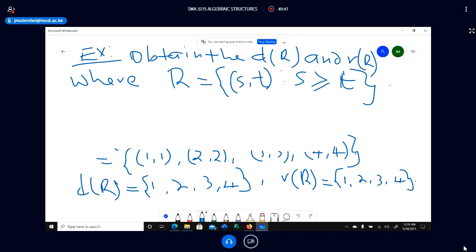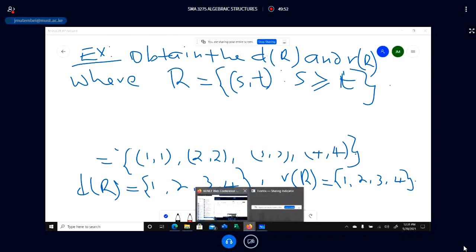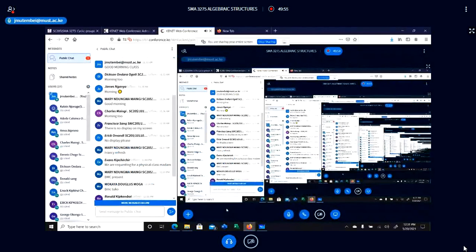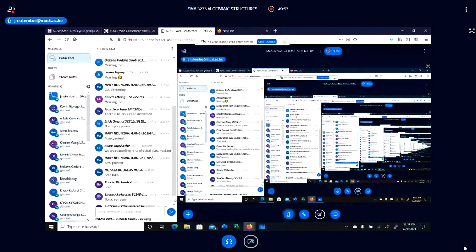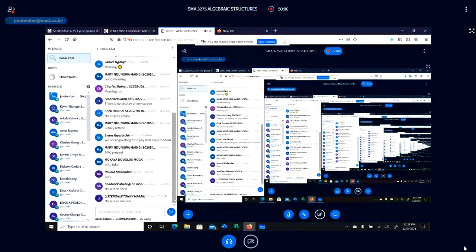Now let me check on the public chat what you are getting as the domain and the range. No screen seen. How come? I'm still sharing. So if you cannot see a screen, go to the top and refresh your screen. There is a circular arrow up there. When you click on that, your screen will be refreshed. You'll be able to see, because I am still sharing.